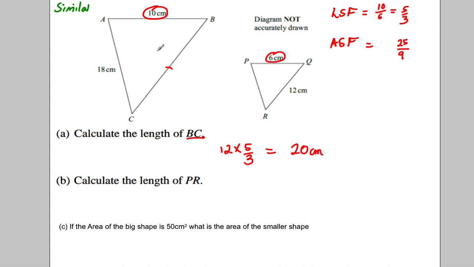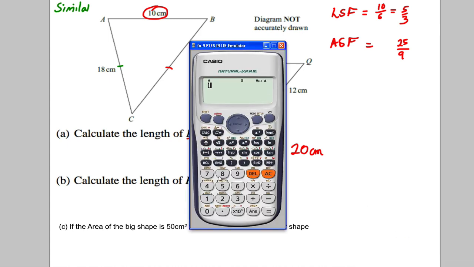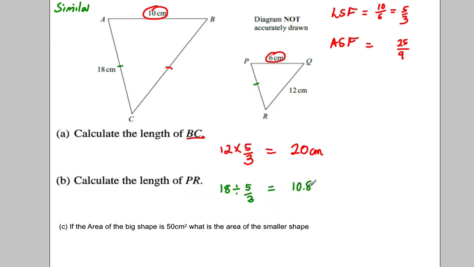The length of PR now, well, PR's on the small one and we've got the big one. So going from big to small, we divide. So we're going to do 18 divided by the length scale factor 5/3. 18 divided by 5/3, and we get ourselves the answer 10.8. So 10.8 centimetres.